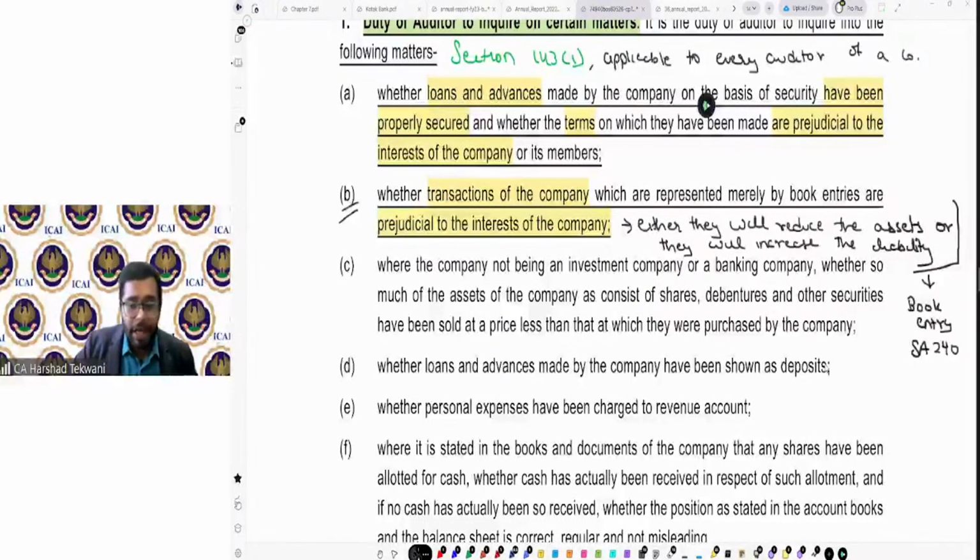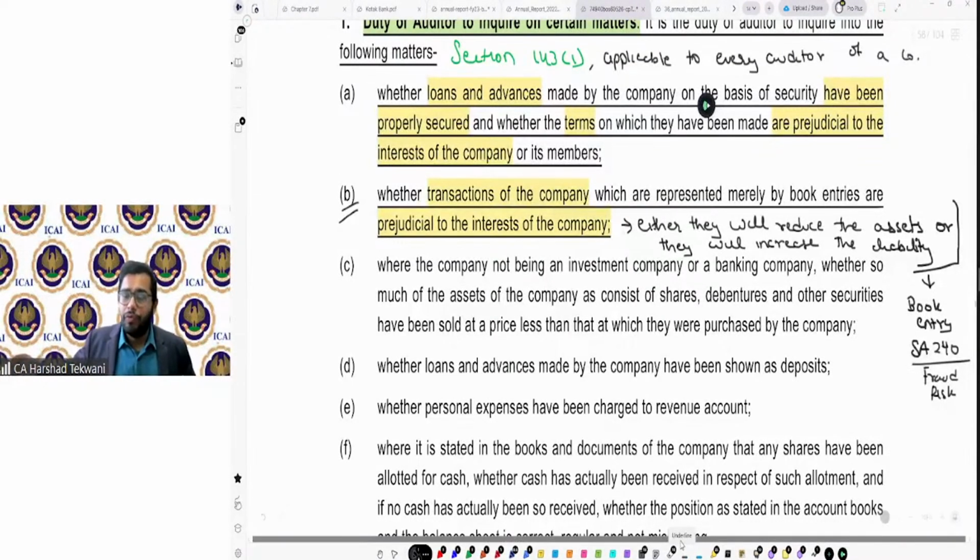Yes, absolutely correct. Because this has a high chance of fraud risk. And which kind of fraud risk? Management override of control. That's why we can verify the book entries. We already do as per SA 240. We just need to do dual purpose testing. Dual purpose testing means you are testing the same sample for two different things. Number one, I'm checking from the fraud risk point of view. Number two, I'm checking for the compliance of section 143(1).